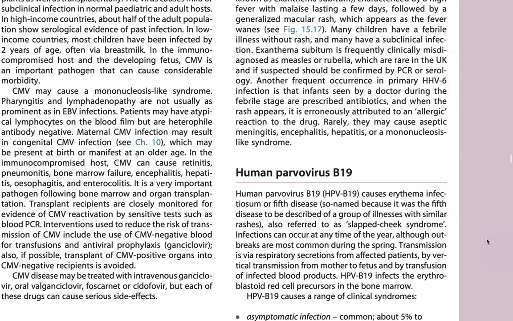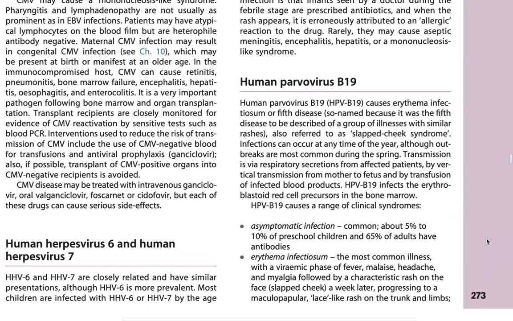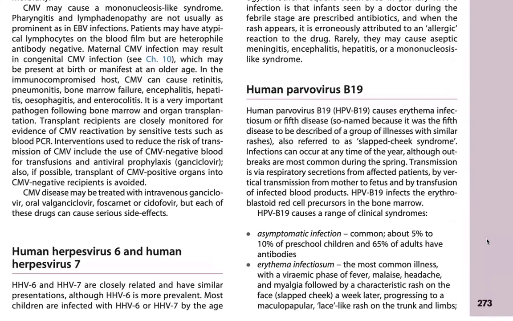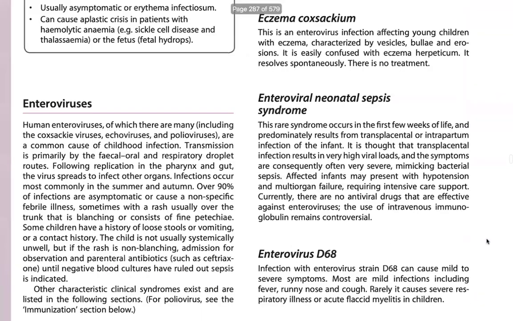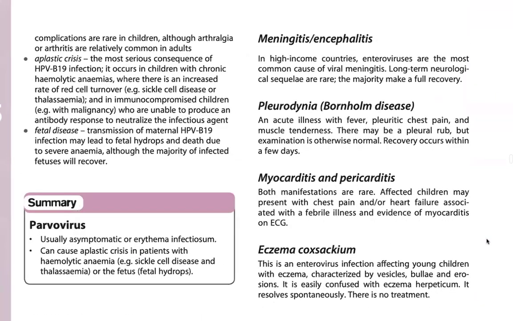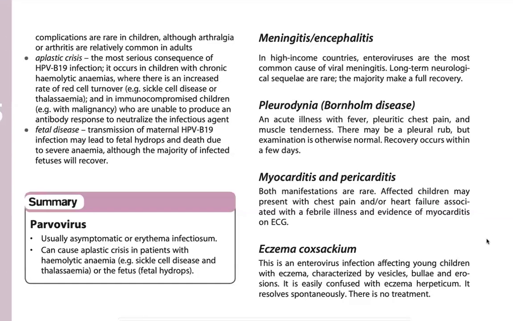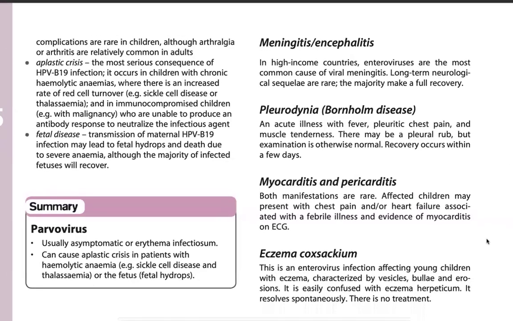B19 causes a range of clinical syndromes and asymptomatic infections are common. About 5% to 10% of preschool children and 65% of adults have antibodies. Erythema infectiosum is the most common illness, with a viremic phase of fever, malaise, headache, and myalgia, followed by a characteristic rash on the face, the flat red cheek, a week later progressing to a maculopapular lace-like rash on the trunk and limbs. Complications are rare in children, although myalgia and arthritis are relatively common in adults.